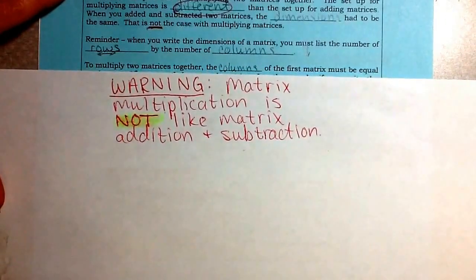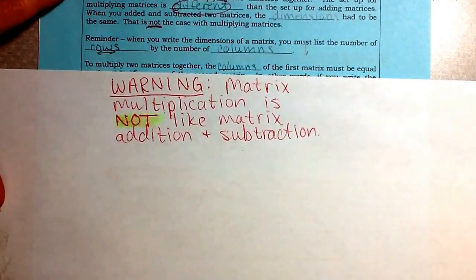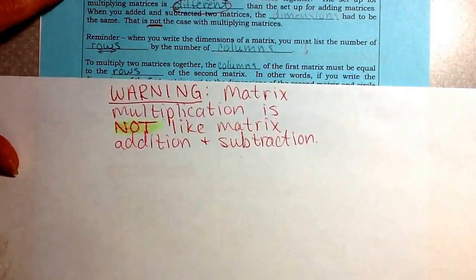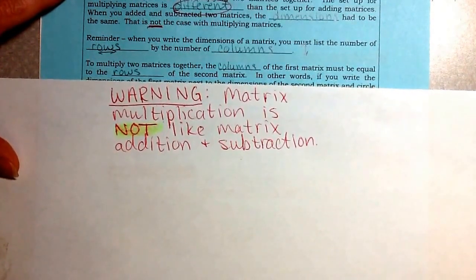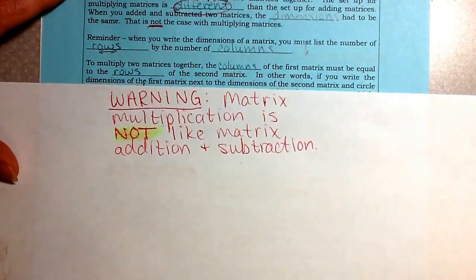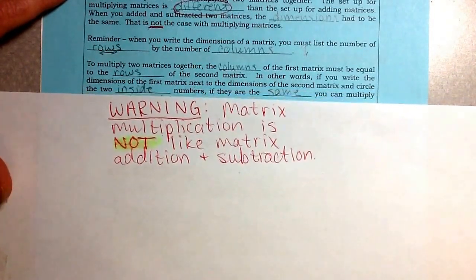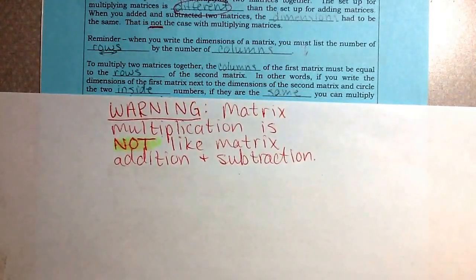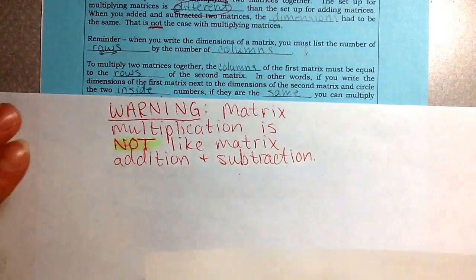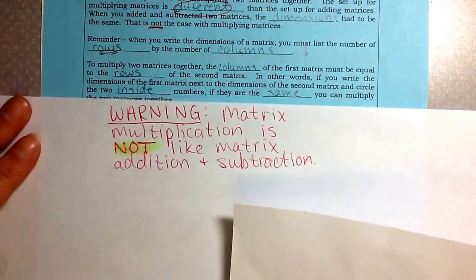All right, to multiply two matrices together, the columns of the first matrix must be equal to the rows of the second matrix. Now, what that means is if you write the dimensions of the first matrix next to the dimensions of the second matrix and you circle the two inside numbers, if they are the same, you can multiply the matrices together. So let's take a look here.